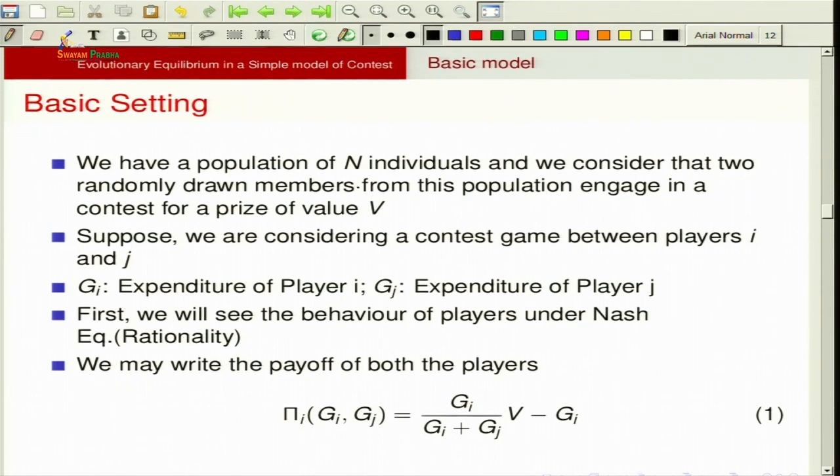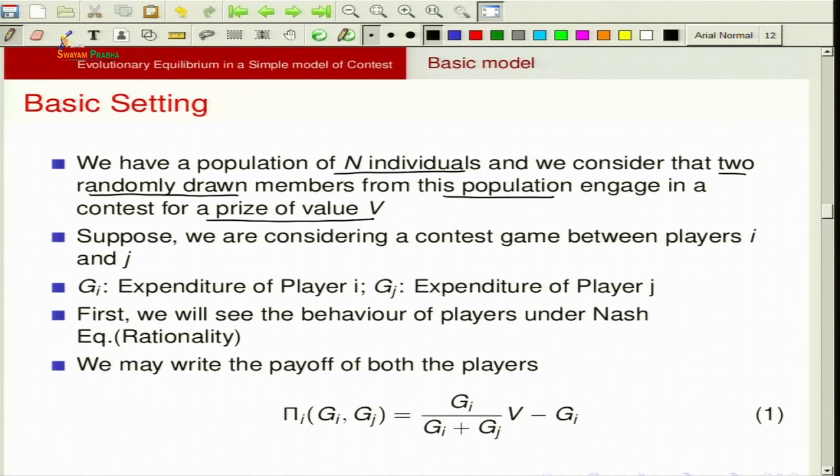So, we have a population of n individuals. And then we consider a pairwise contest, which is what we have been doing in our previous lecture also. Basically, two individuals are randomly drawn from this population, and they engage in a contest for a prize of value V.